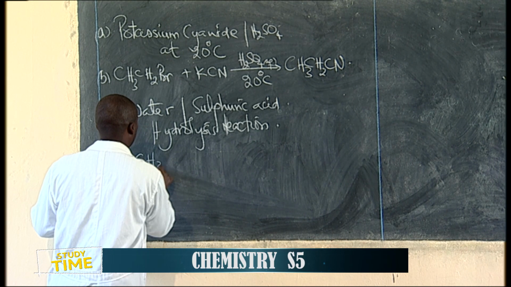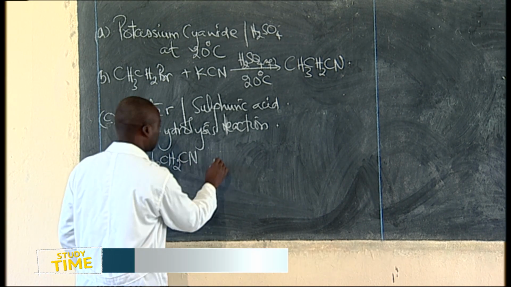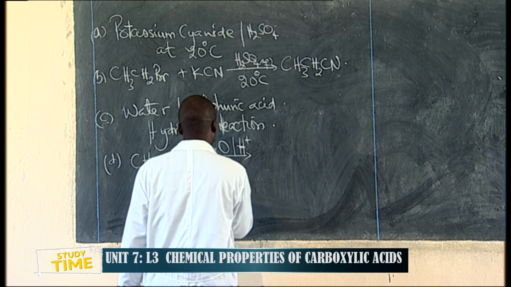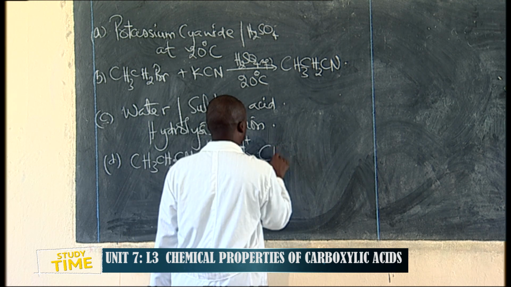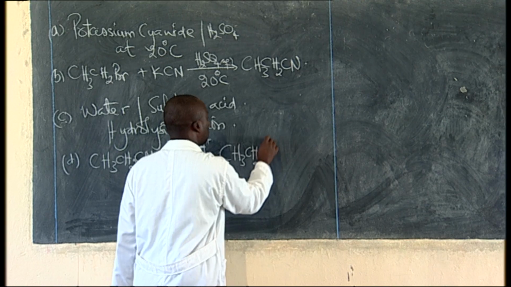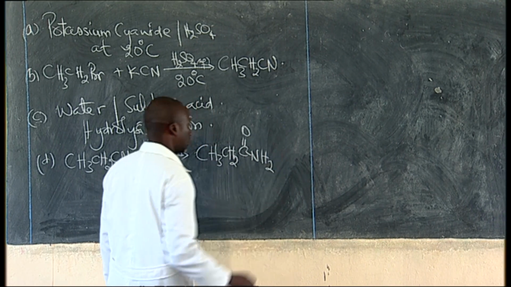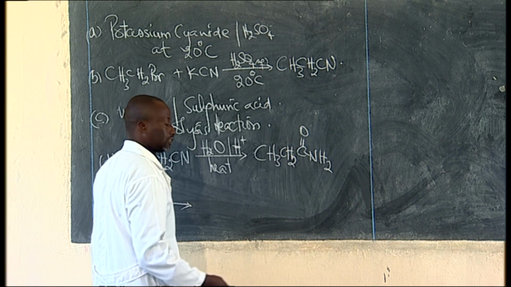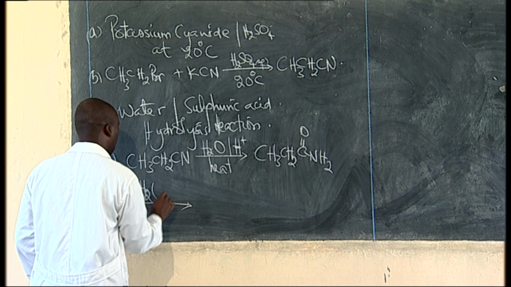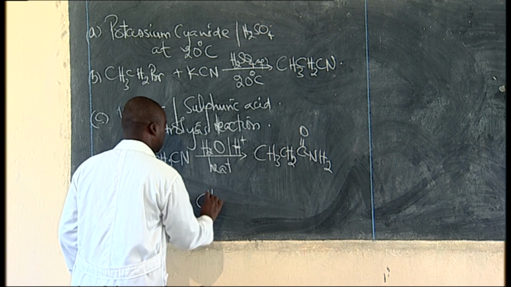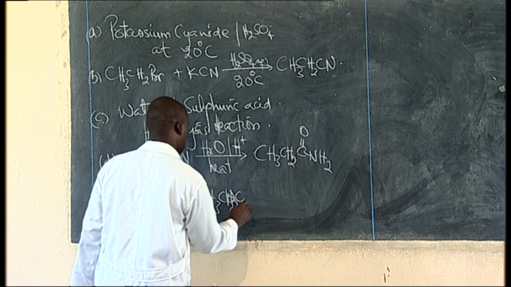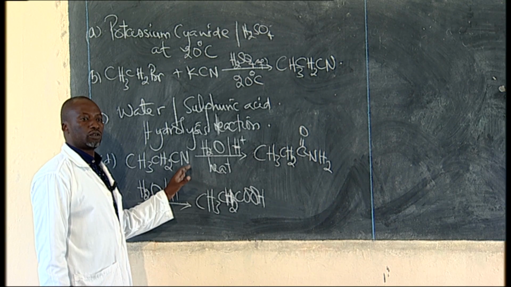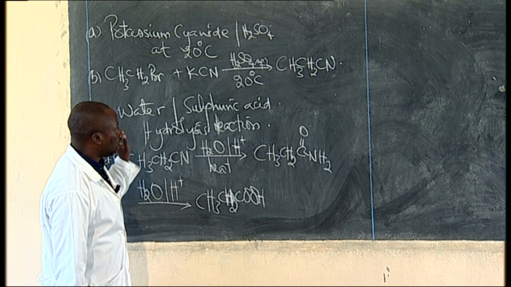The nitrile, CH3CH2CN, in the presence of water and the acid, and then even heat, forms CH3CH2CONH2. You remember we said this reaction goes through an amide. It doesn't go straight, but eventually further hydrolysis of the amide will give the carboxylic acid, CH3CH2COOH. So that is the reaction. That is the right equation for the reaction you have just stated in C. So that is part D.